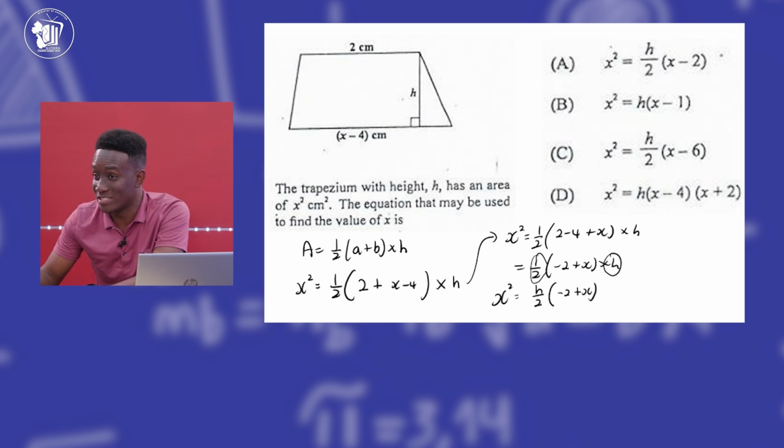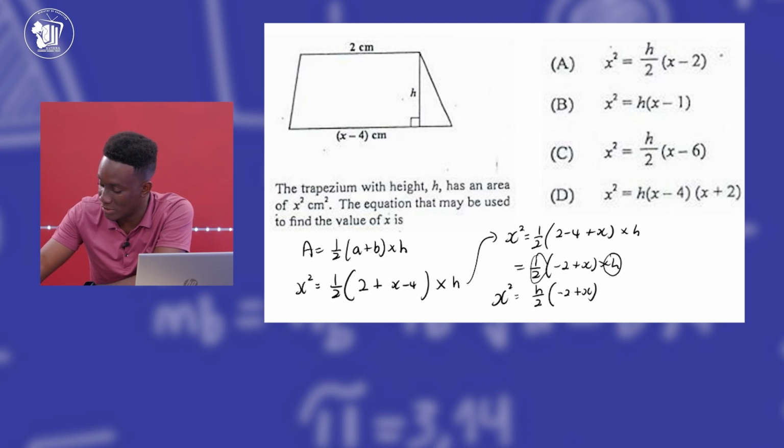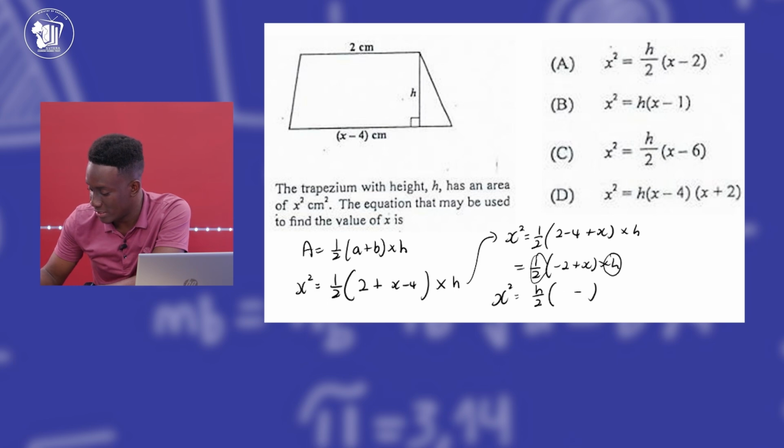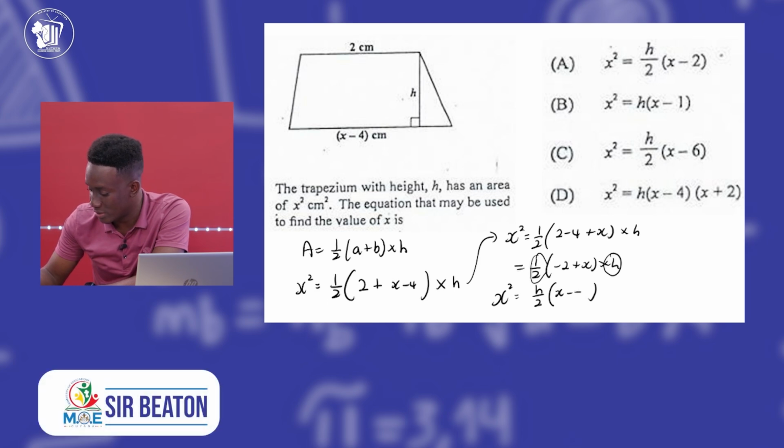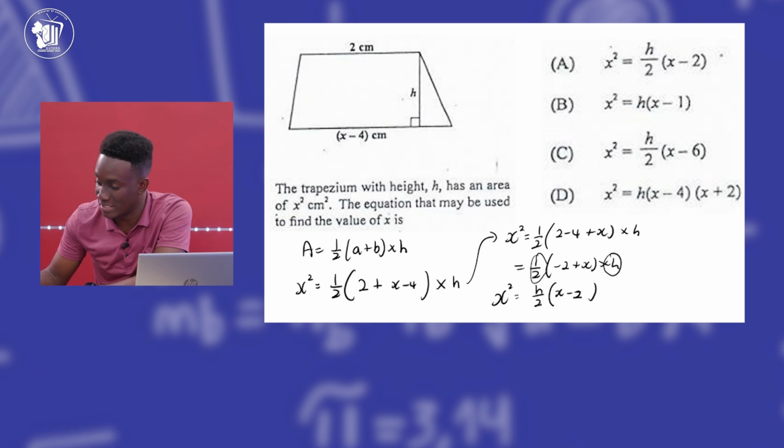So let's see which one of the answers has this as the answer. So the first one, it has h over 2, and we have x minus 2. Instead of negative 2 plus x, we can say x minus 2, which is the same thing as that. So the answer here is simply A.